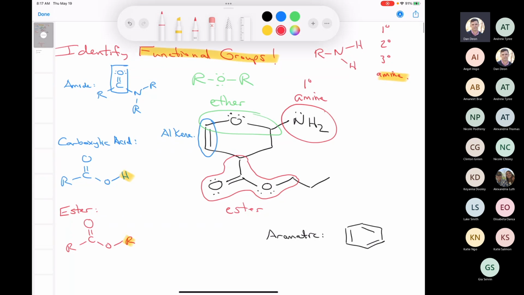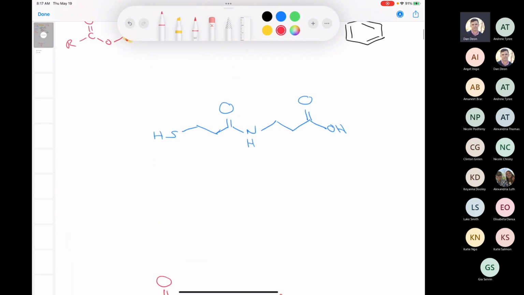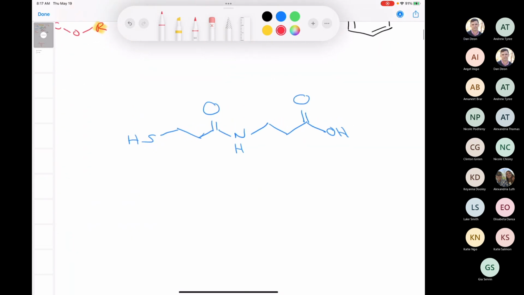Okay, let's try another one. Take a look at this interesting compound right here. I'll give you a second to take a look at it, and if you can identify a functional group in there, don't hesitate.